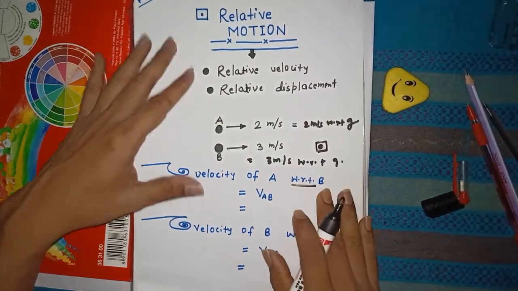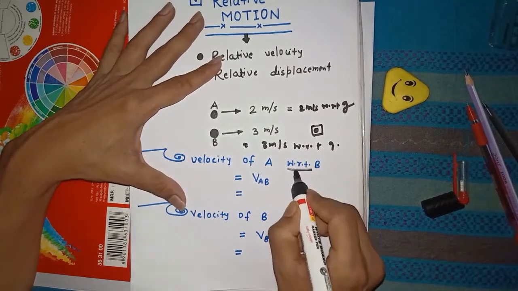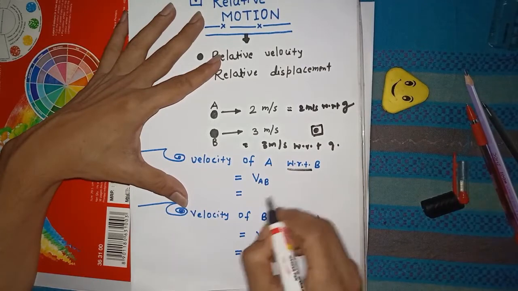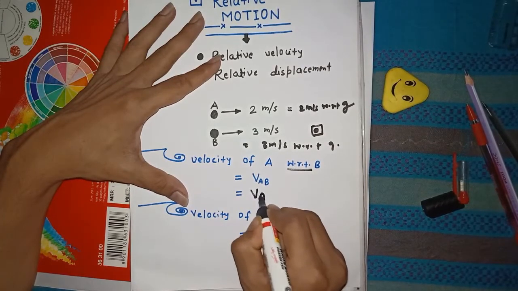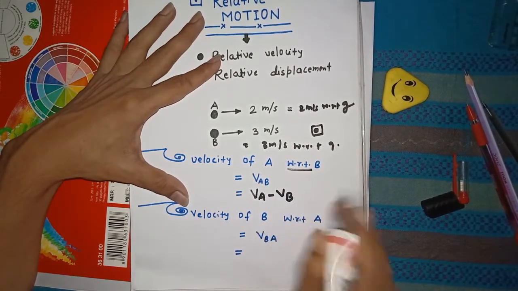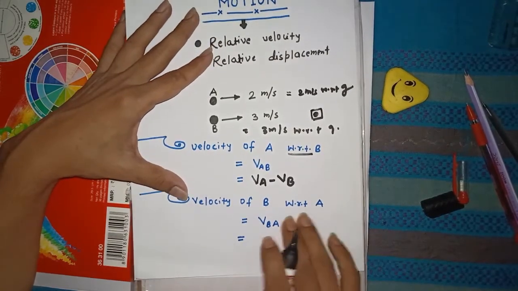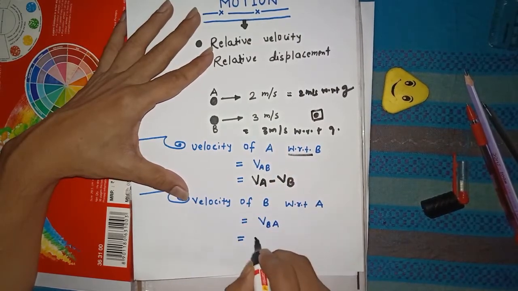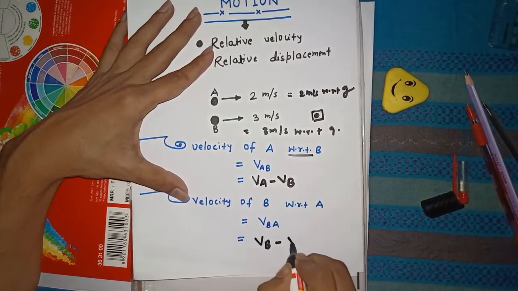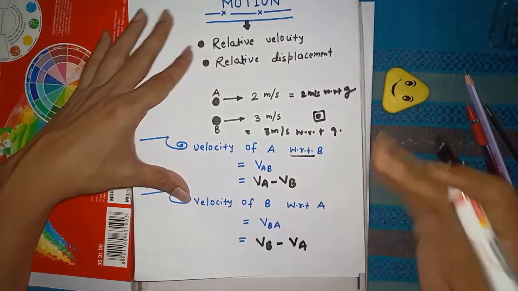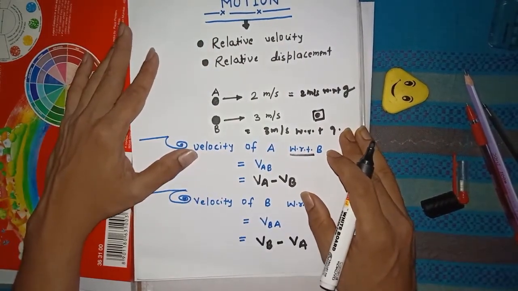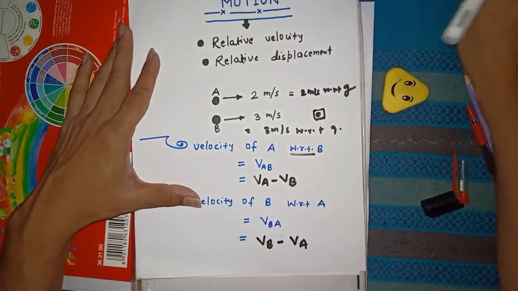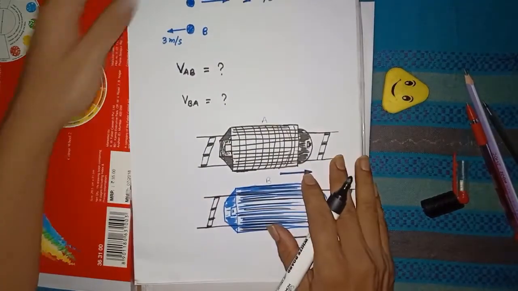So what I have conveyed to you is that if you take B as the reference frame and check the velocity of A, it becomes VA minus VB. Have you got my point? And if you take the reference frame or observer as A, then the velocity of B is VBA, or you can write VB minus VA. Actually, we have to subtract in relative perceiving. Have you got my point? So now you can find the answer for that.